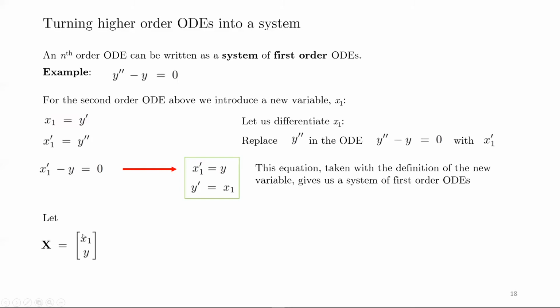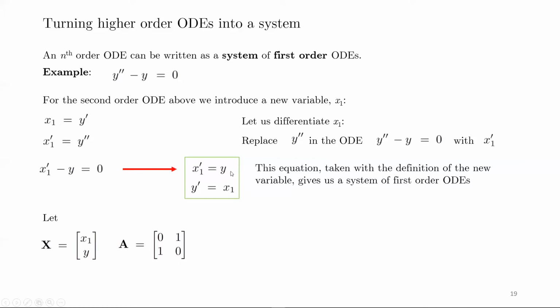I'm going to let X, my dependent variable vector, be x1 and y, so my two dependent variables there. A is going to be the coefficient matrix. So again, the first row of A is the first equation. The second row of A is the second equation. The first column of A represents the coefficients of the first dependent variable, so that is the first entry in X, which is x1. The second column of A represents the second dependent variable, so y.